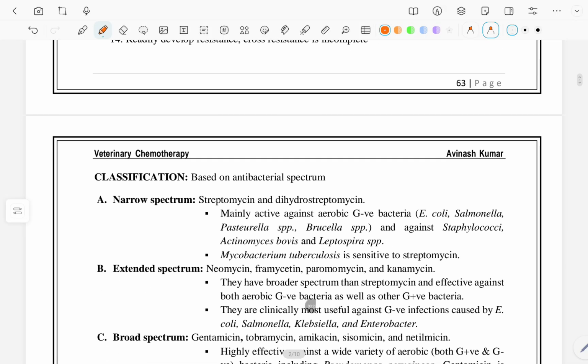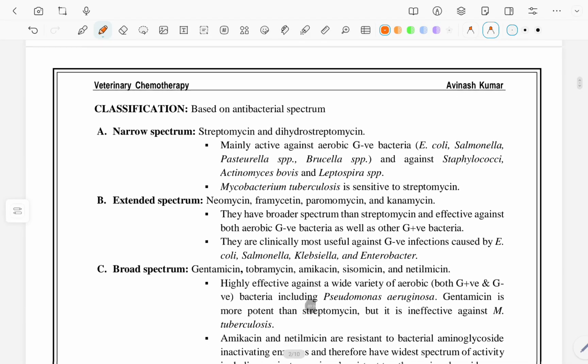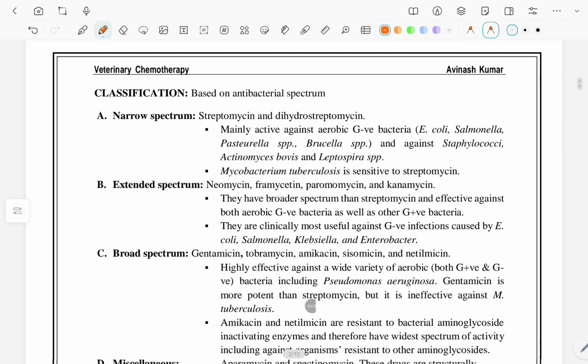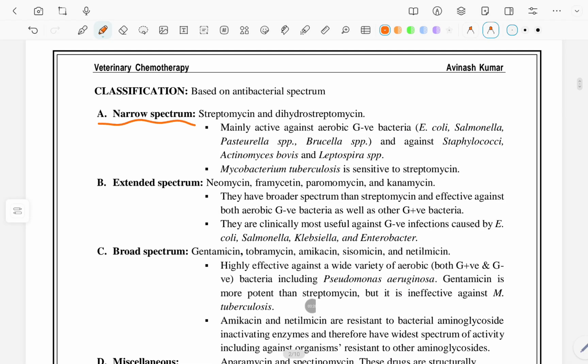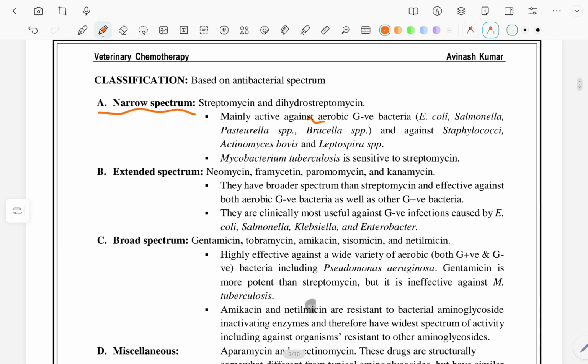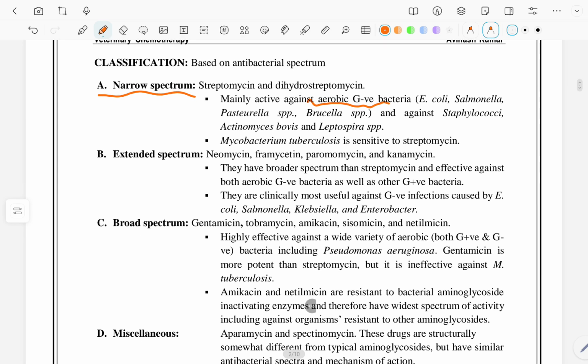Classification based on antibacterial spectrum. Narrow spectrum: streptomycin and dihydrostreptomycin, mainly active against aerobic gram-negative bacteria such as E. coli, Salmonella, Pasteurella species, Brucella species, and also against Streptococci, Actinomyces bovis, and Leptospira species. Mycobacterium tuberculosis is sensitive to streptomycin.